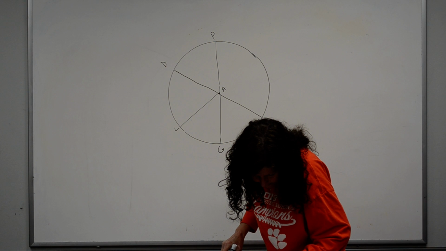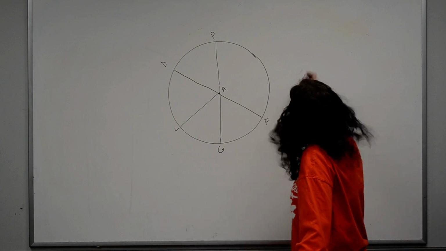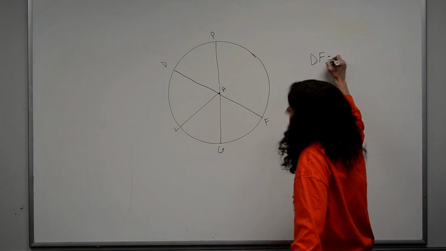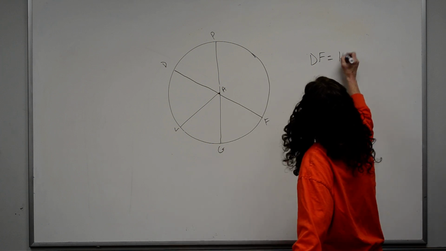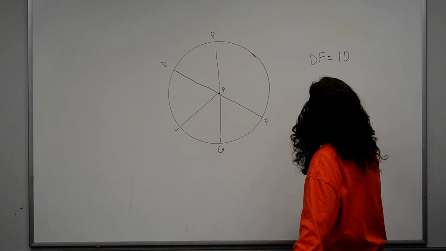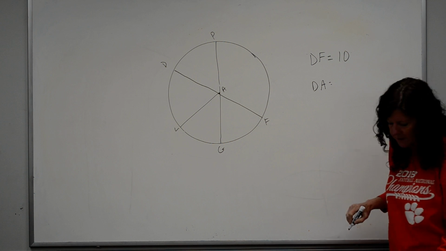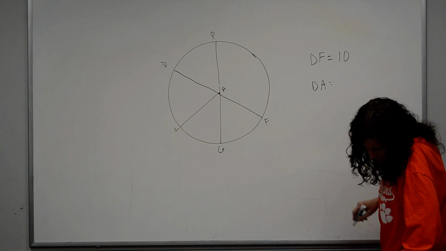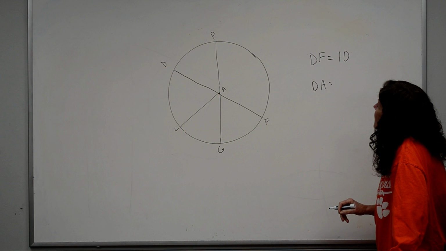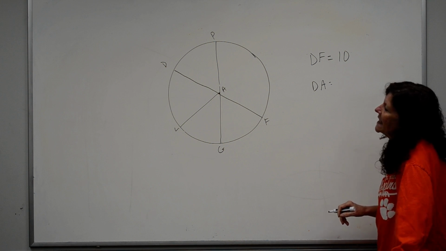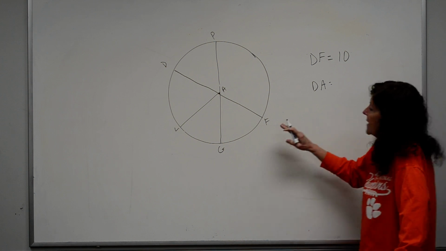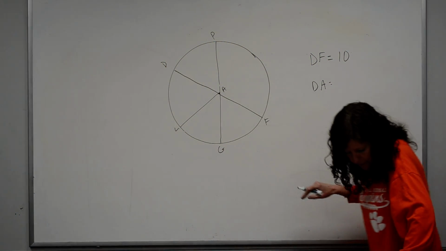Okay, if they tell me DF equals 10, what does DA equal? If DF equals 10, what does DF equal? 10. DA. If DF equals 10, what does DA equal? 5. Okay, because it's half. Oh, okay. I see what you're saying.